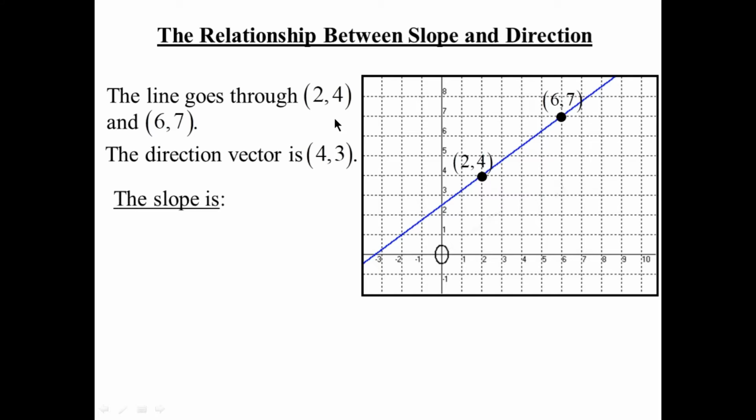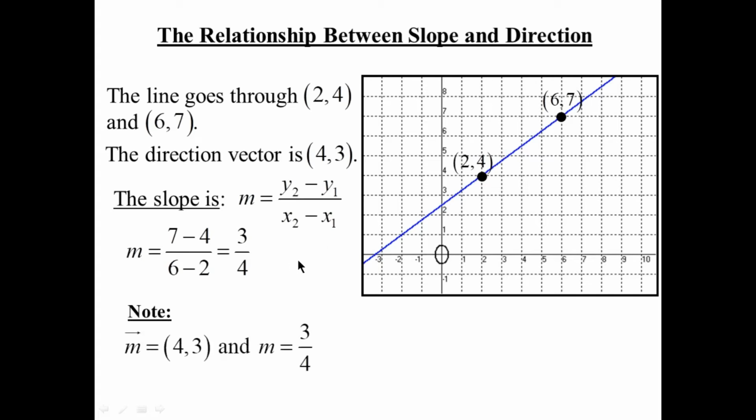The slope from grade 9, using our slope formula, y2 minus y1 over x2 minus x1, means we go y minus y over x minus x. So in this case, 7 minus 4 over 6 minus 2, and that's 3/4. So we note, we've got the direction, which is the direction vector (4,3), and we've got the slope, which we figured out from the grade 9 method, 3/4, and there's a relationship here.